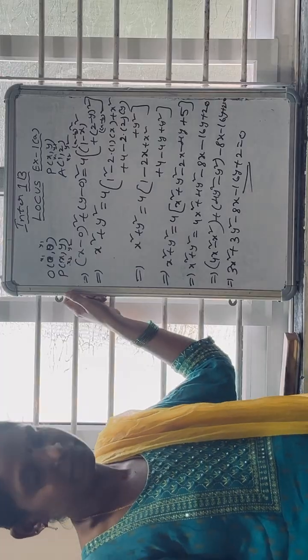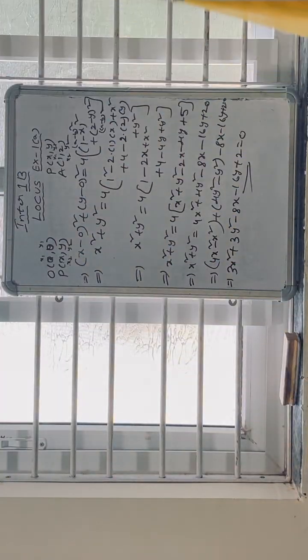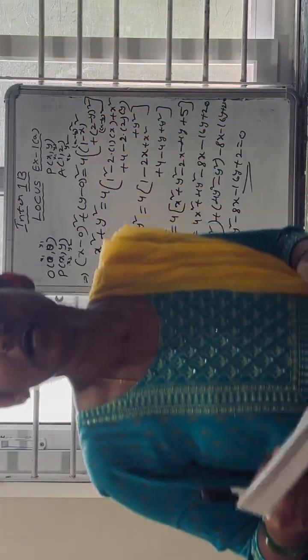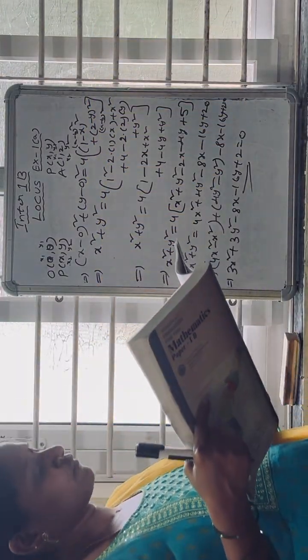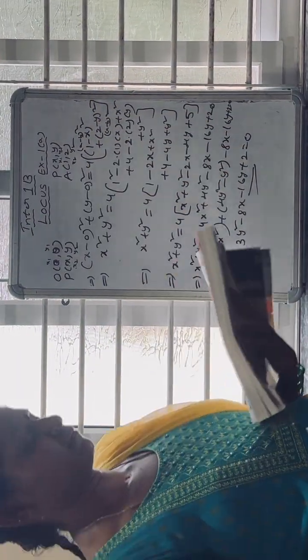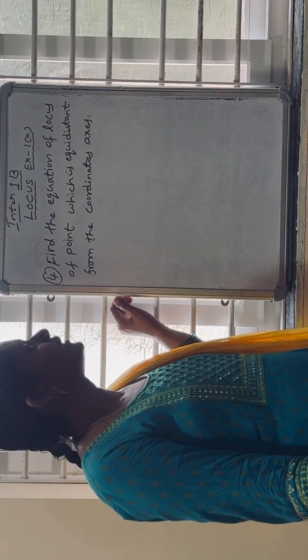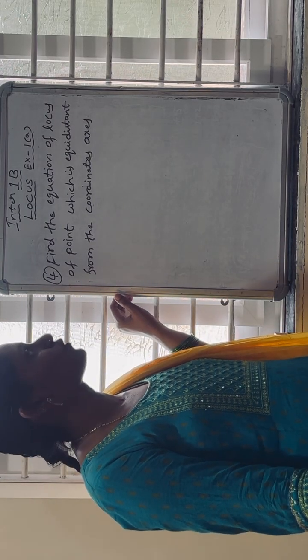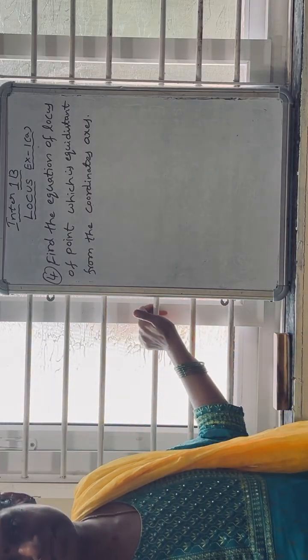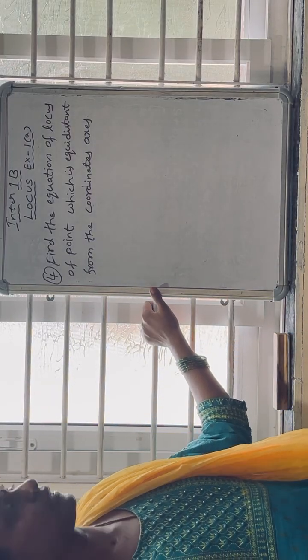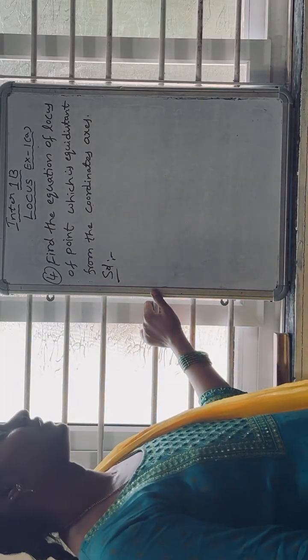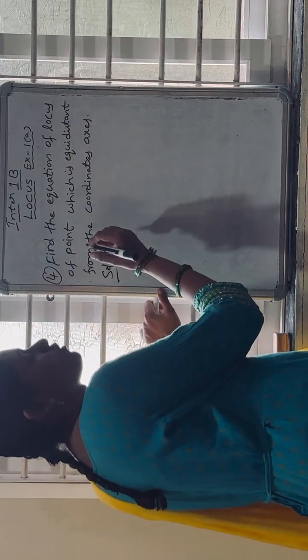The third question in the textbook is completed. We can go for the fourth question. Next question, fourth question. See here, fourth question: find the equation of locus of a point which is equidistant from the coordinate axes. Coordinate axes are nothing but the x axis and y axis. So, solution. Now I am finding the equation of locus.